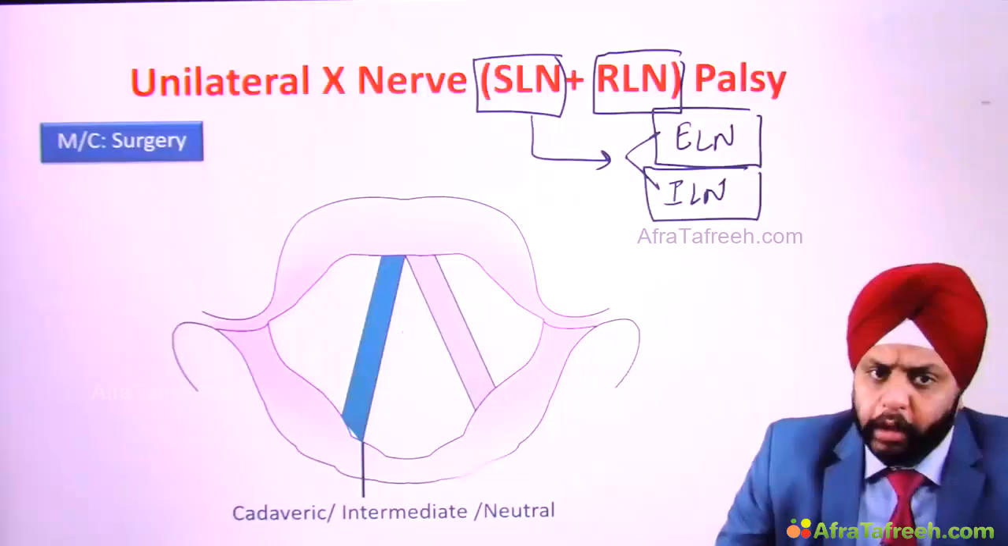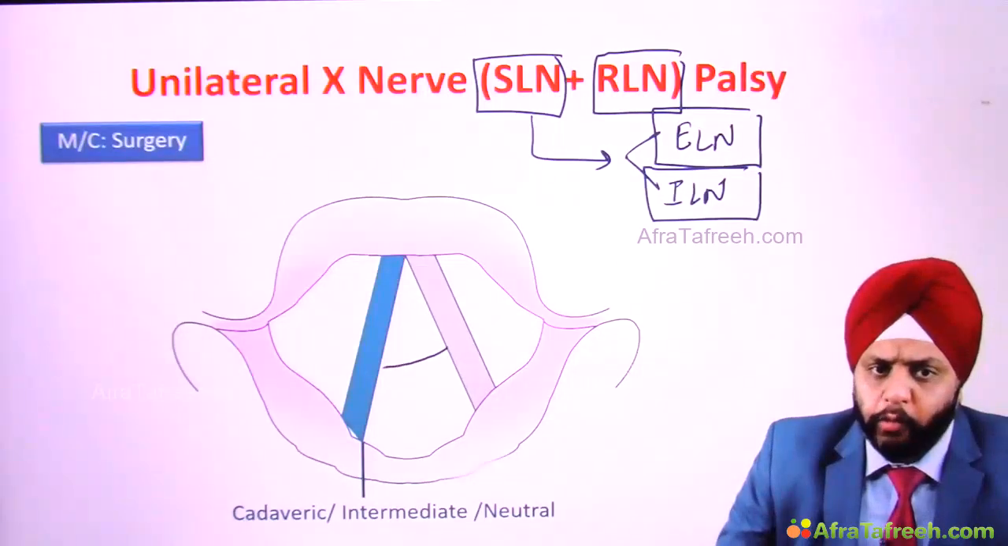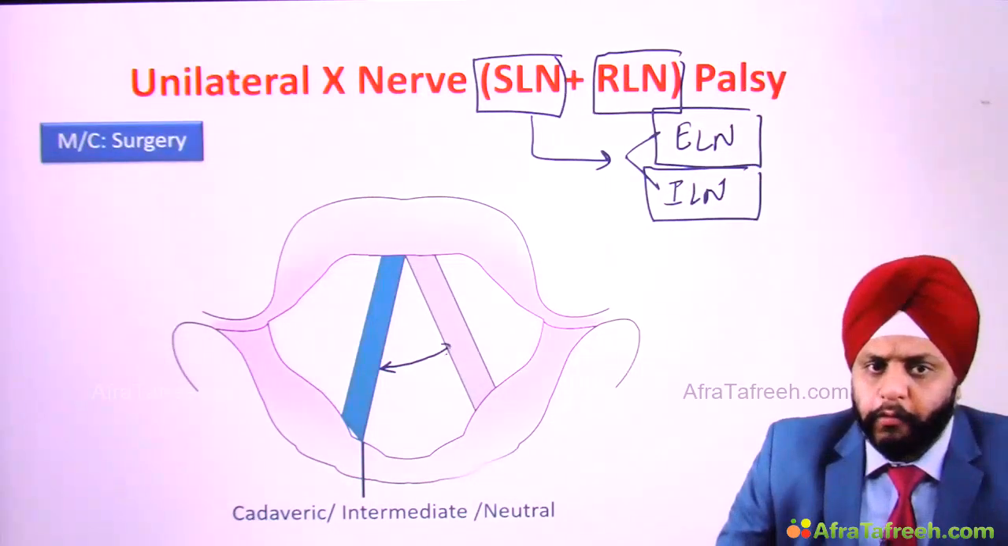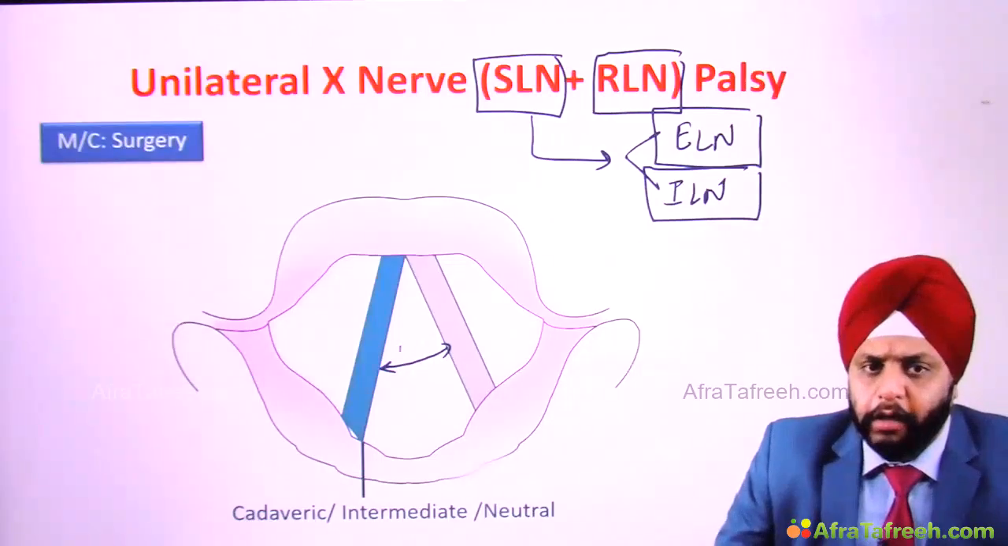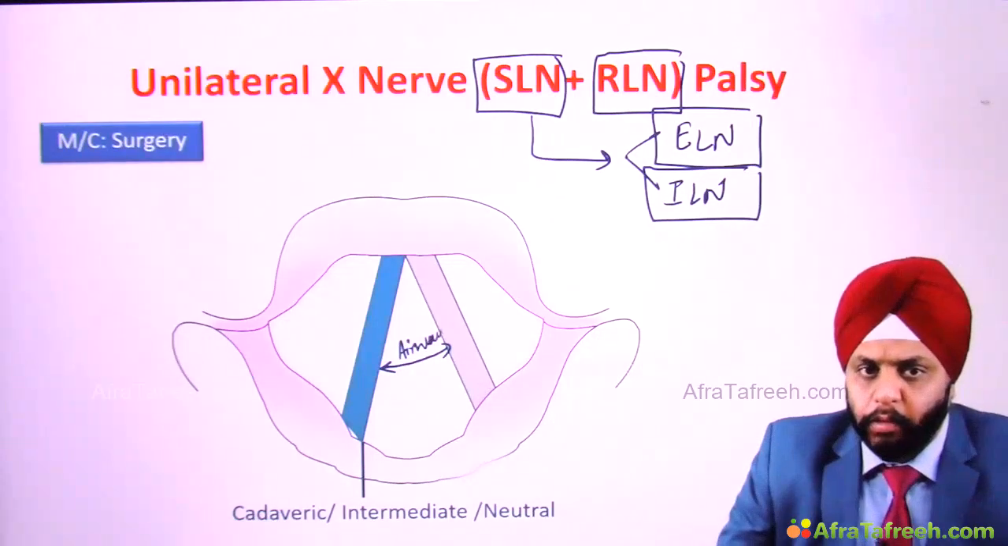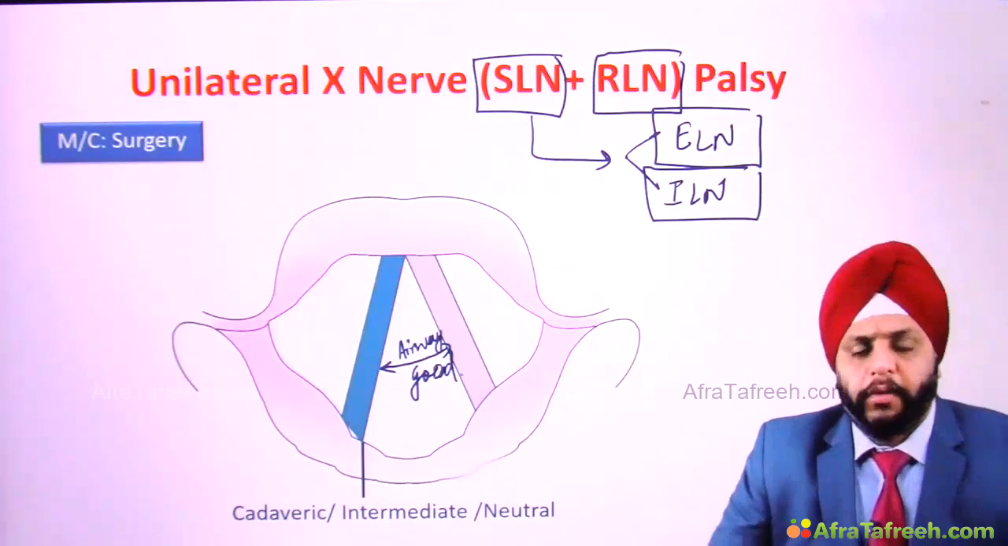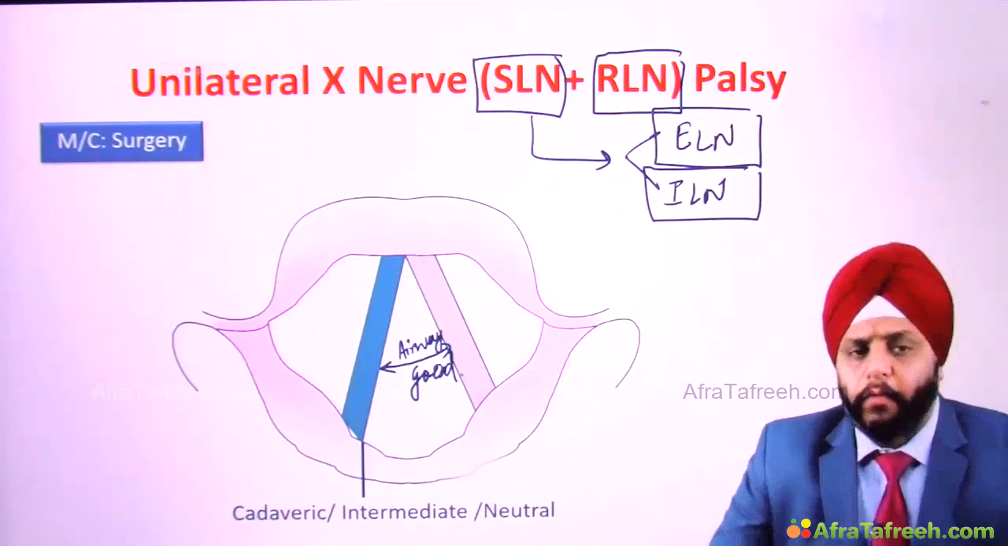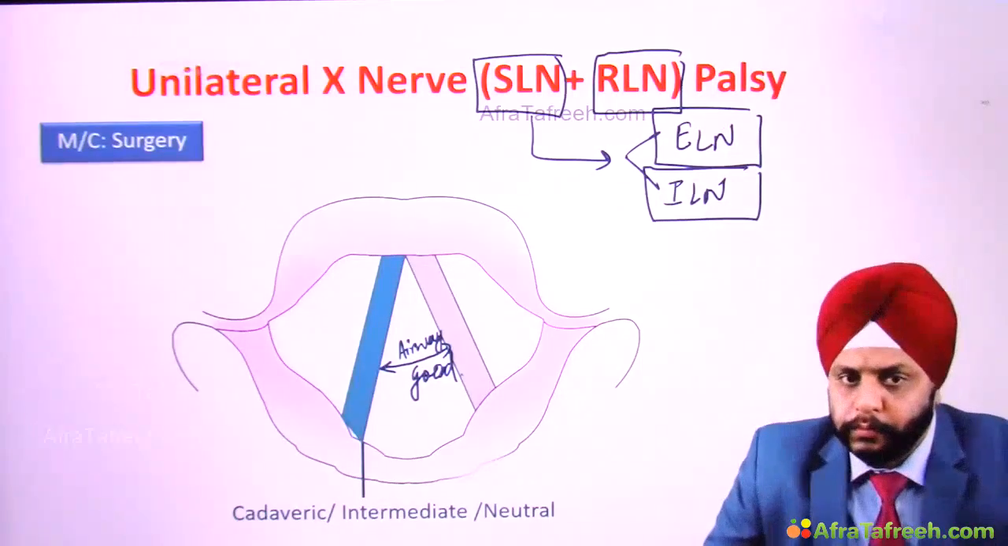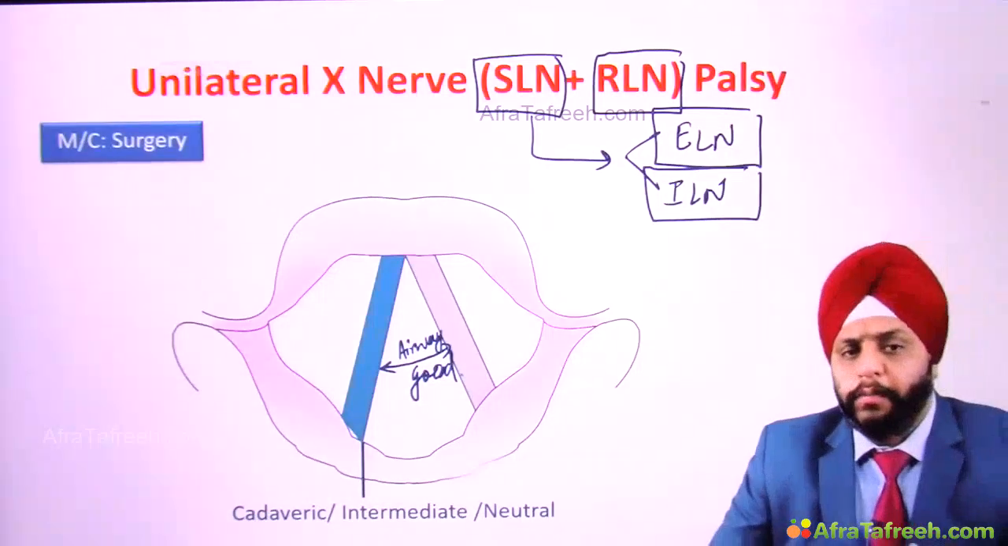Okay, what about the other vocal fold? The other vocal fold is mobile. So the other vocal fold we can see is mobile, and therefore you can see the patient has a very good airway. Right? Now what will happen to the voice? The voice is going to be bad.